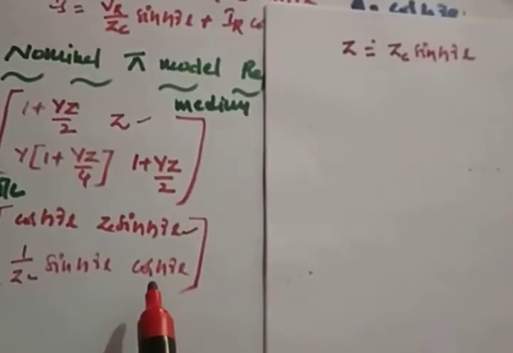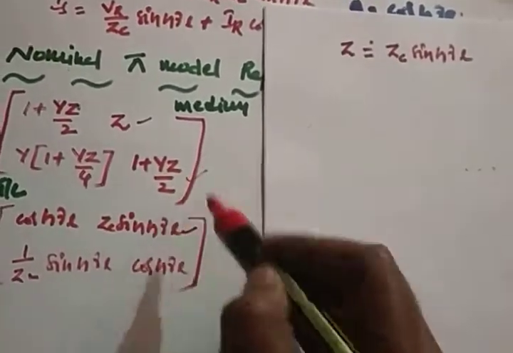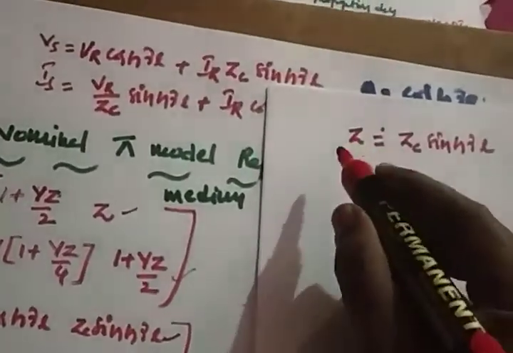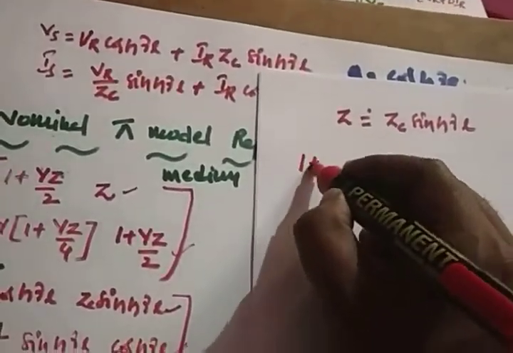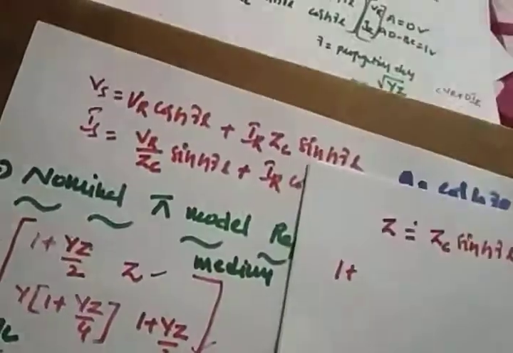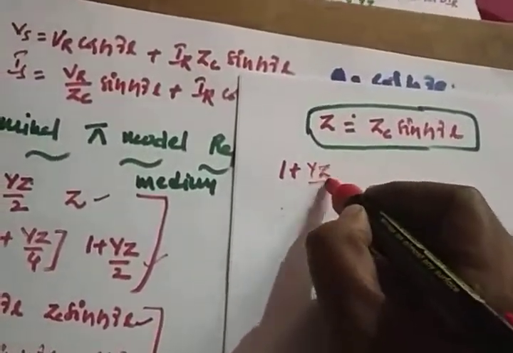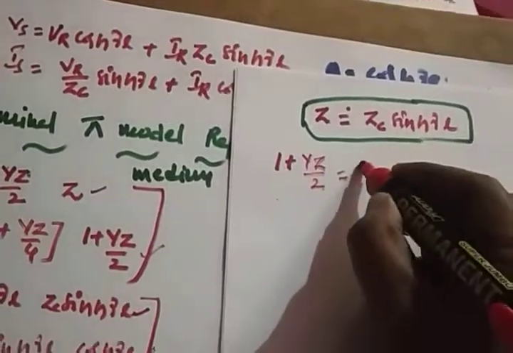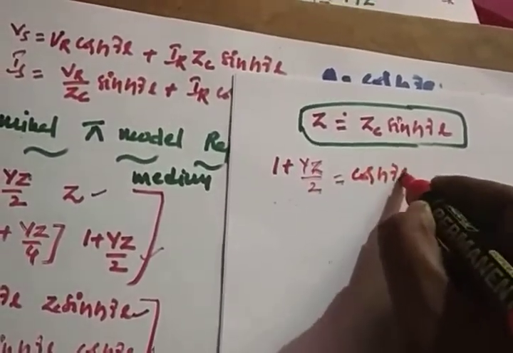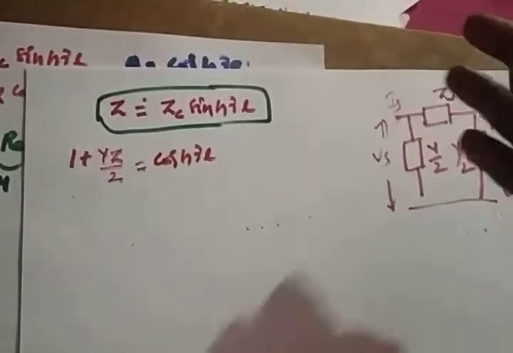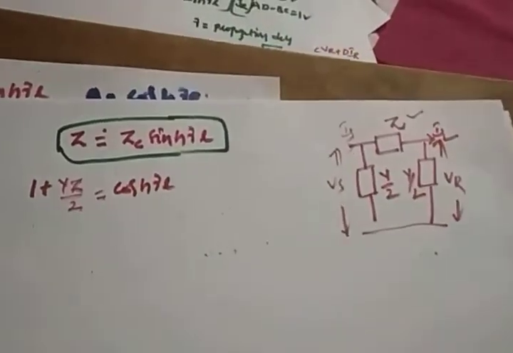For the simplification, 1 plus YZ by 2 is equal to cosh(γL). I can compare these two. You got the Z value. If you solve this, you will get the Y value, then substitute. That is the nominal pi model representation of a long transmission line.